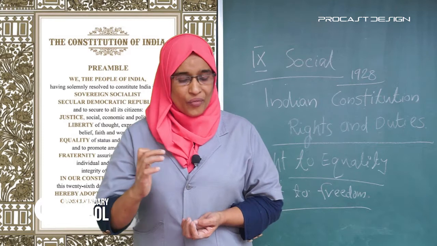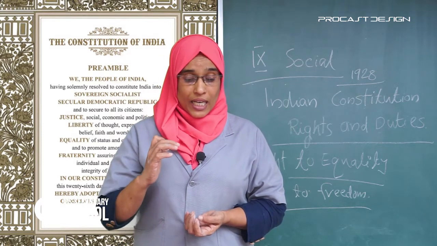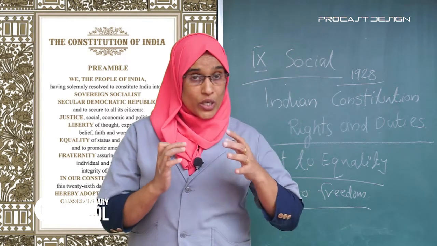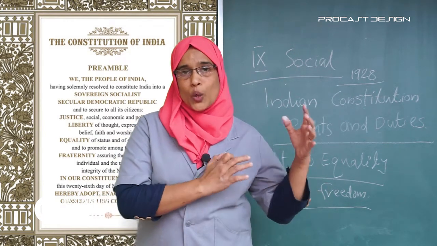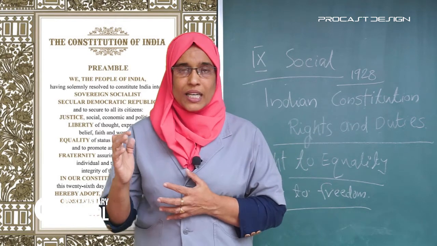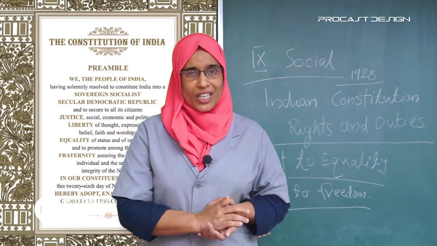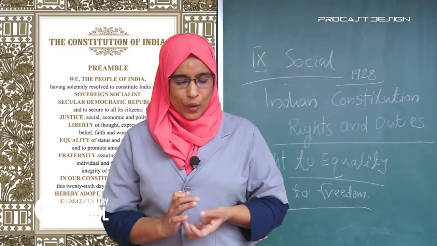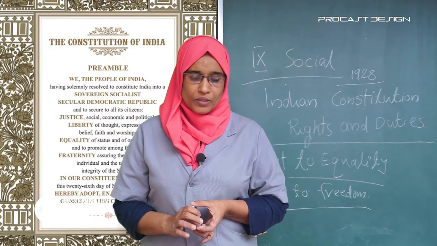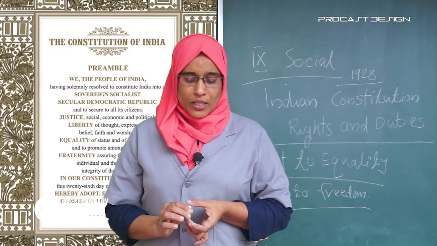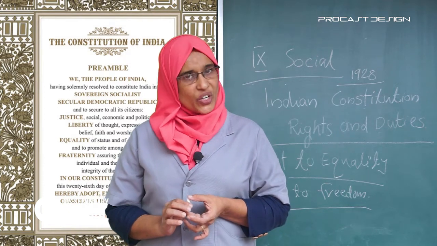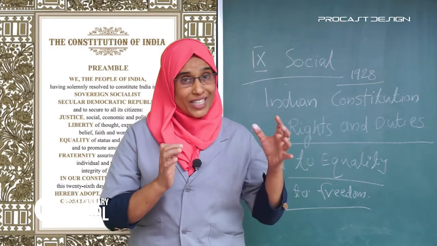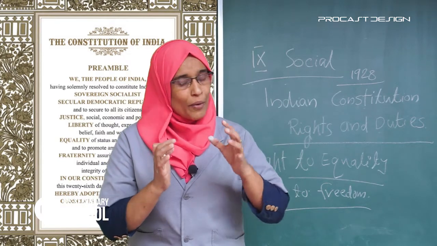Then right to life and personal liberty, right to free and compulsory education to all children in the age group of 6 to 14 years, free and compulsory. Protection from arbitrary arrest and detention. Right to freedom is very important in a democratic state.